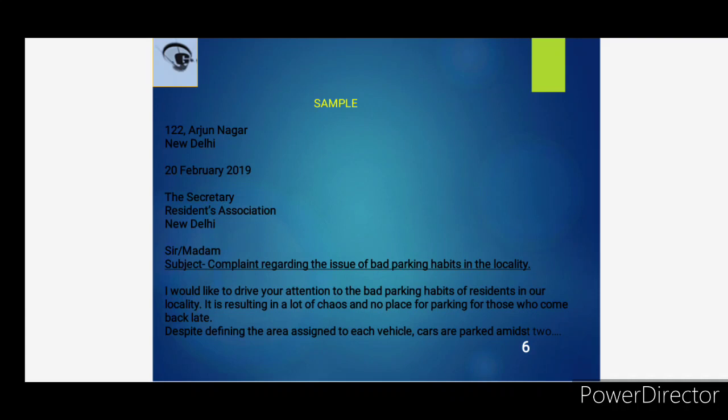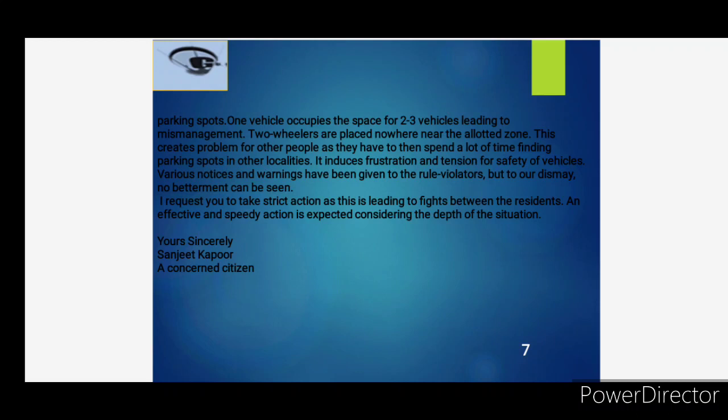Despite defining the area assigned to each vehicle, cars are parked amidst two parking spots. One vehicle occupies the space for two to three vehicles, leading to mismanagement. Two-wheelers are placed nowhere near the allotted zone. This creates problems for other people as they have to spend a lot of time finding parking spots in other localities. It induces frustration and tension for the safety of vehicles.